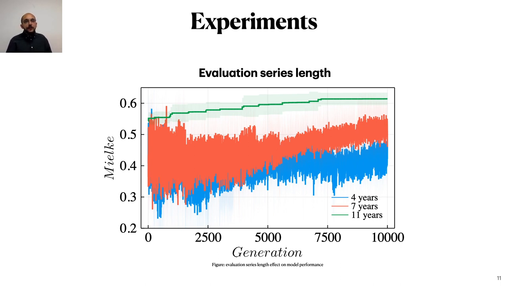Now, to start off our experiments, we first wanted to see the effect of the length of the time series used during evaluation on CGP's ability to find improvements upon the initial SHARK4 model. We tested evaluating our models on 4 years, 7 years, or 11 years. What we found is that by increasing the number of years used during evaluation, we're able to stabilize our fitness landscape, and by increasing the length of the time series, we're also able to arrive at improvements faster. So for the remainder of this study, 11 years were used to evaluate the different individuals.